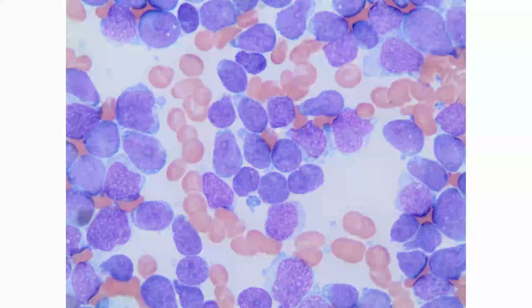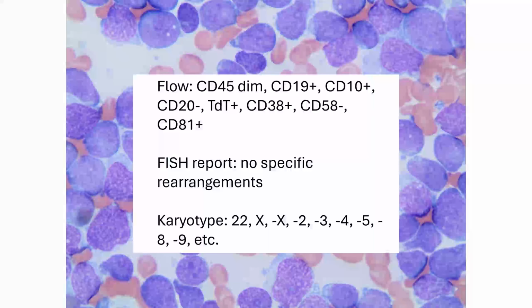Let's go again. Flow in this case shows 19, 10, negative for 20, TDT positive, 38 positive, negative for 58, positive for 81. But our FISH report shows no specific rearrangements. However, our karyotype shows only 22 chromosomes with loss of X, 2, 3, 4, and a number of other chromosomes. What's our diagnosis? B-ALL with hypodiploidy. And our karyotype comes to the rescue.